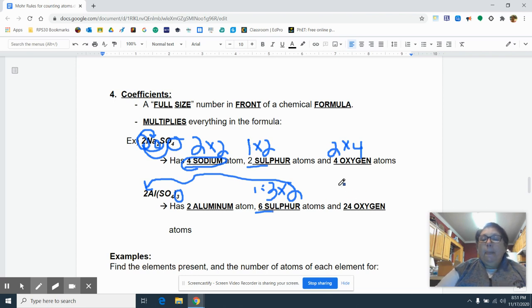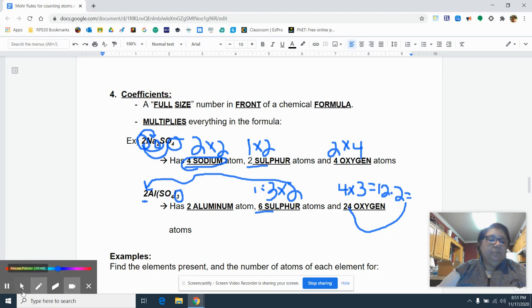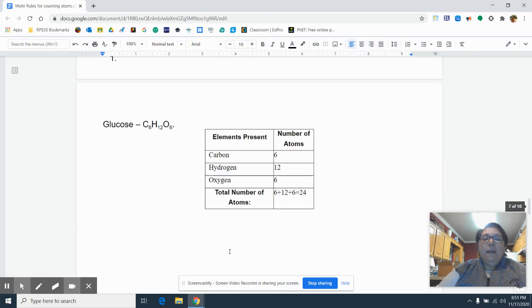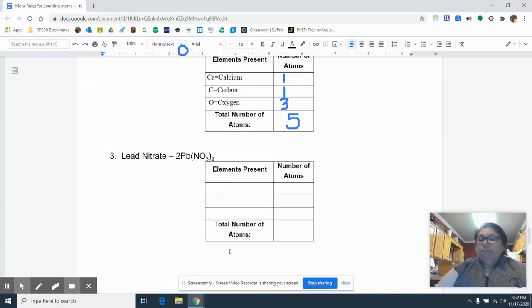The oxygen, you had 4, and you had to multiply it by 3 because that was the subscript. So you got 12. And you have to multiply by that coefficient. So times 2 equals 24. And then you just add them up. It's that easy. Okay. You guys want to give it a shot?